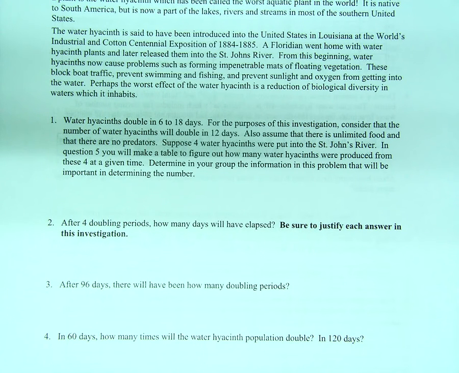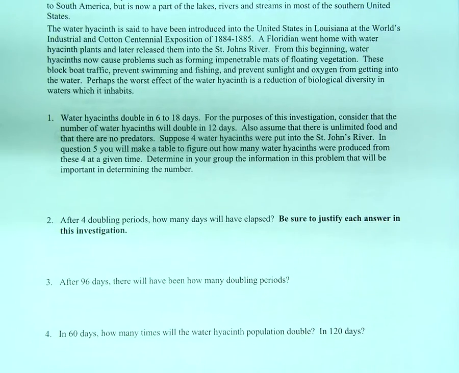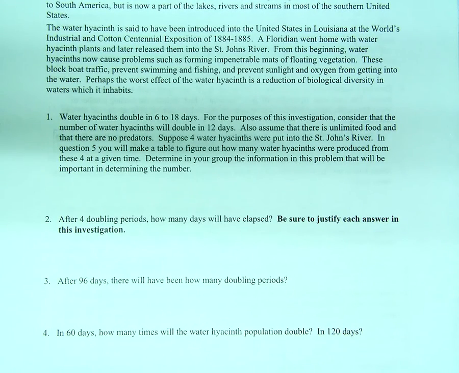Okay. Suppose four water hyacinths were put into the St. John's River. In question five, you're going to make a table to figure out how many water hyacinths were produced from these four at any given time. But right now, what I want you to do is talk in your group and figure out what information in this problem is going to be important in determining that number. You don't have to write it. I want you to underline it. Please underline it.